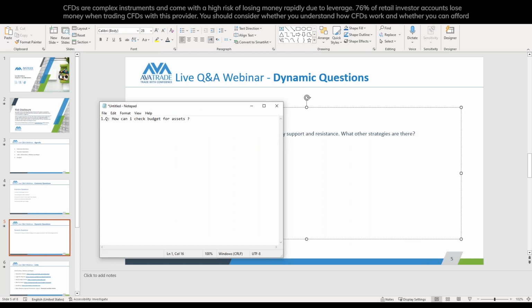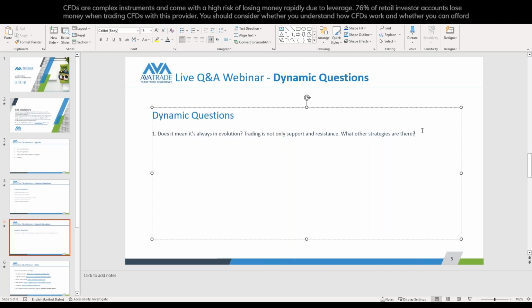Colin, how do you take a profit without closing the trade? That's a good one. Let's see if we can. I'm not sure that you can do it in our platform, but you can do it on MT4 or MT5. Let me see if I can answer that question. Otherwise, I'll have to.